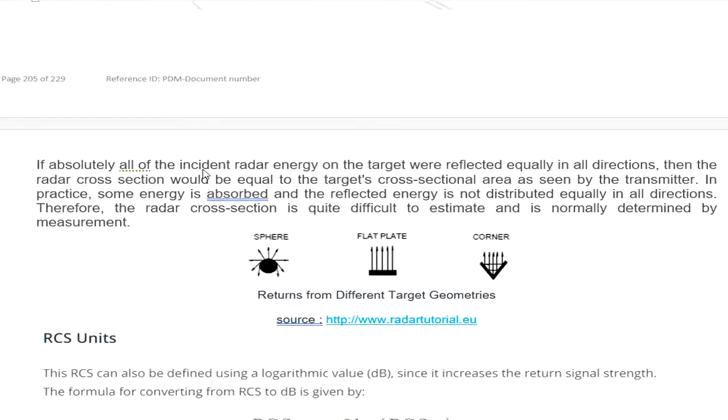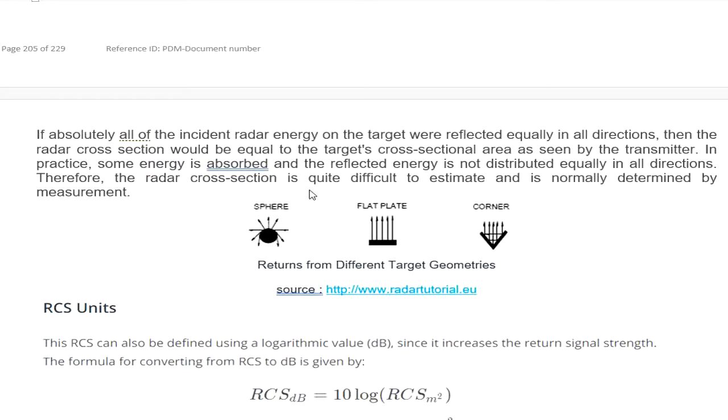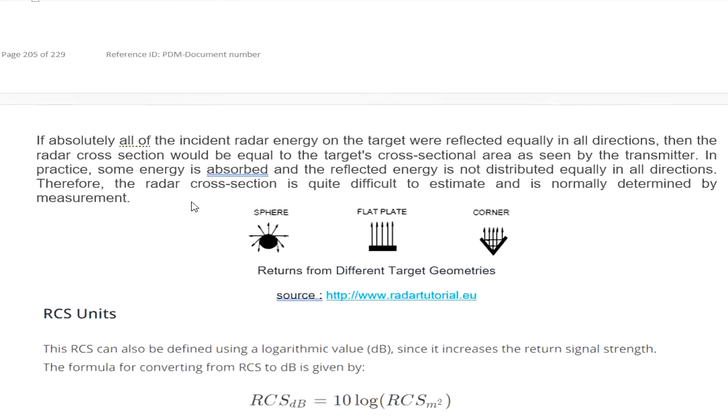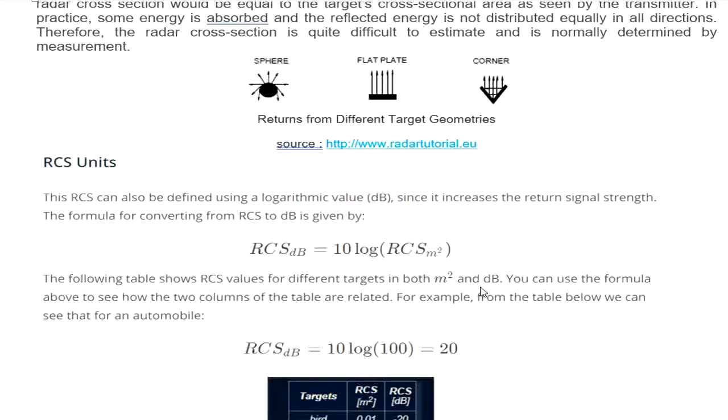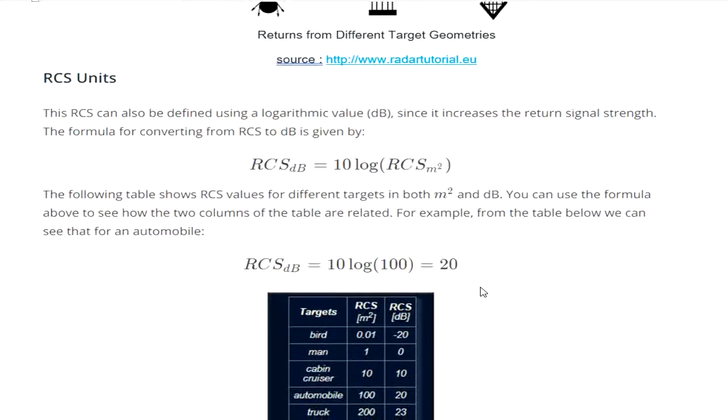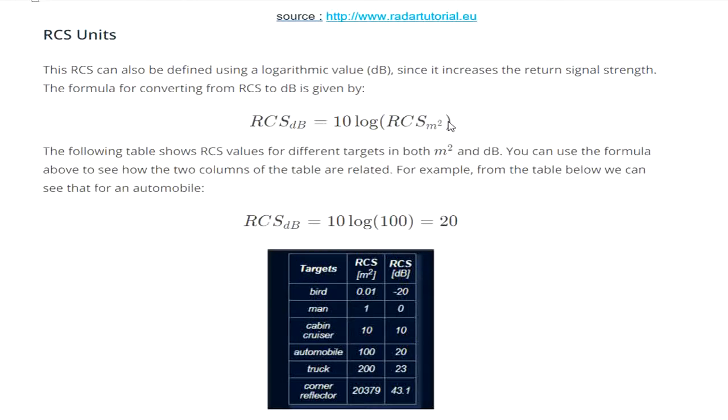Okay, right here you can see in practice some energy is absorbed and reflected energy is not distributed equally in all directions. Therefore, the radar cross section is quite difficult to estimate and is normally determined by measurement. For example, a sphere surface. You can see the reflected signal scatters around the surface, but in the corner they focus to reflect back to the radar. So the RCS can be defined as a logarithmic value, because it is increasing the return signal strength, this formula.